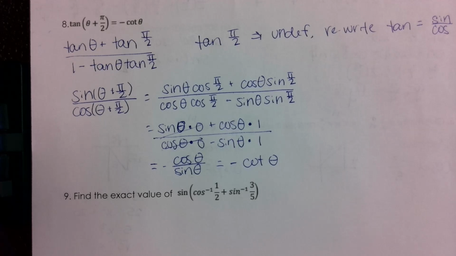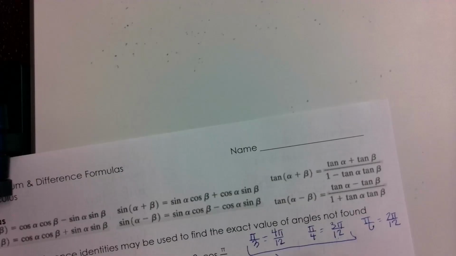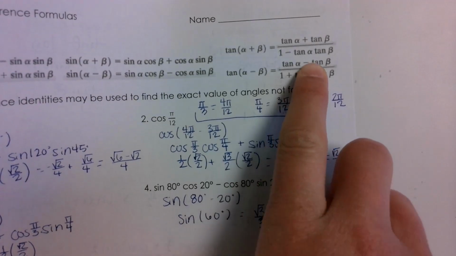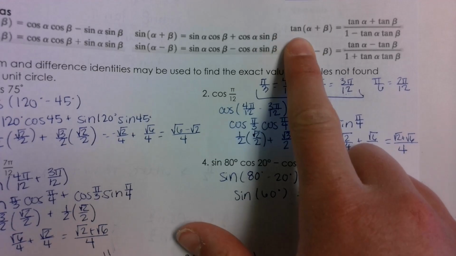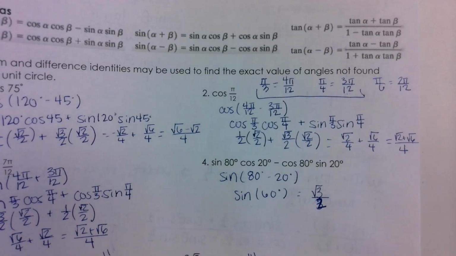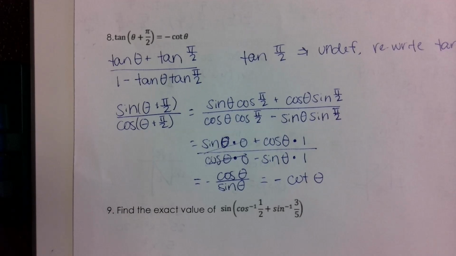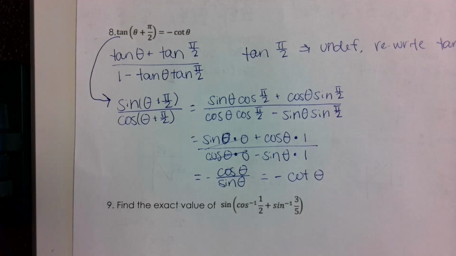We did the tangent one at first, so we used this one, but then it was going to be undefined, so you can't really prove anything from that. So instead of having tangent of a plus b, we rewrote it as sine of a plus b over cosine of a plus b. And then we used our rules from there. Does that make sense? So we went from here to here. Questions on that one?